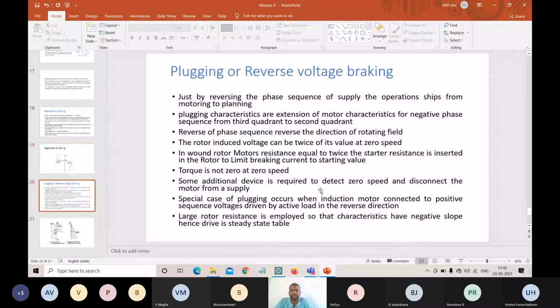And the next thing is reverse voltage braking. As the name itself indicates, we are just reversing the polarity of voltages. This reversing of polarity of voltage is called plugging. These are the most useful and most used applications. Here we are just reversing the phase sequence of the supply, just replacing the phase sequence of operations.